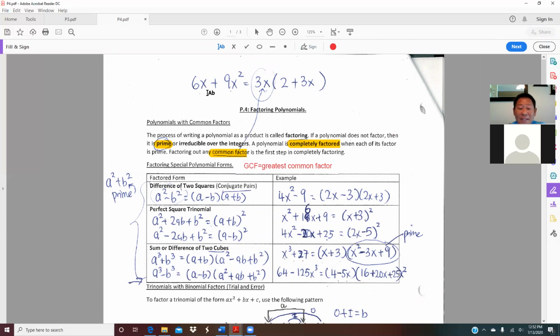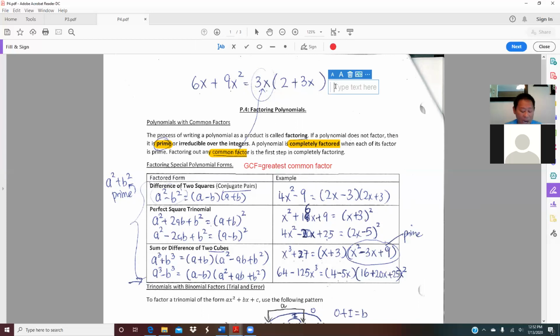So for example, when you see this 6x plus 9x squared, you find out that 3x is a common factor here. It's because 3 goes into 6 and 9, and x goes into x and x squared. So this is a common factor, and you will take this common factor out, and then you figure out what is the number behind it by dividing or multiplying. So 3 times 2 you get 6, and 3 times 3 you get 9, and x times x gives us x squared. So this is what we call factoring, using the factoring out of the common factor.